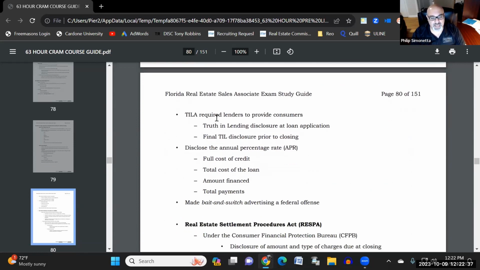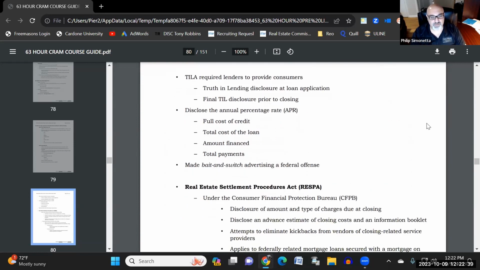So the Truth in Lending Act requires a lender to provide consumers the truth in lending disclosure at the loan application and the final truth in lending disclosure prior to closing. They must disclose the annual percentage rate, right? That's the yield like we talked about and we calculated, full cost of the credit, total cost of the loan, the amount financed, the total payments, everything that is included. And it also made bait and switch advertising a federal offense. So bait and switch advertising now became a federal offense legally.